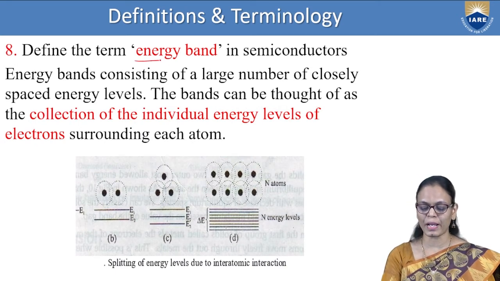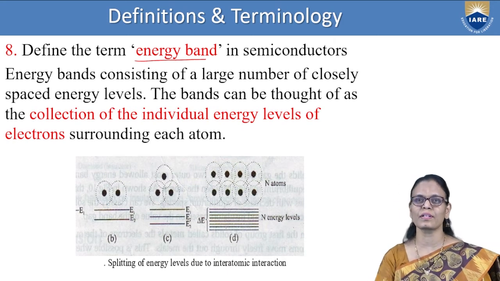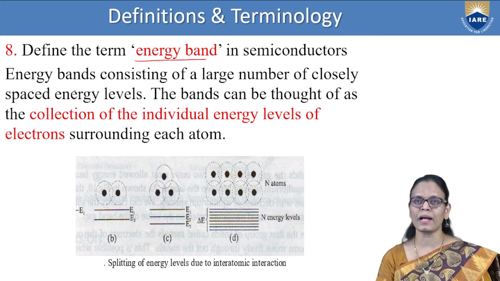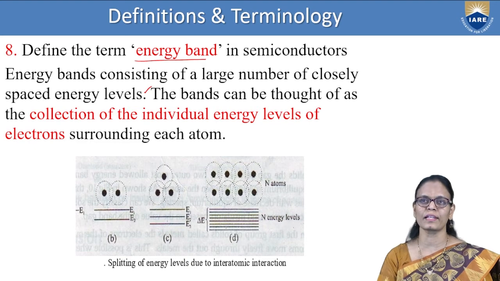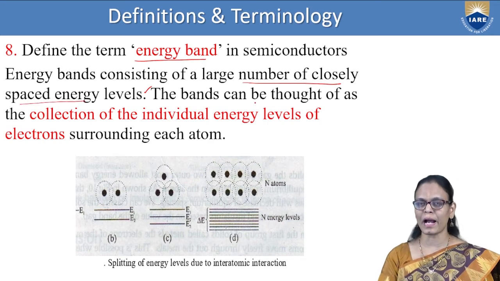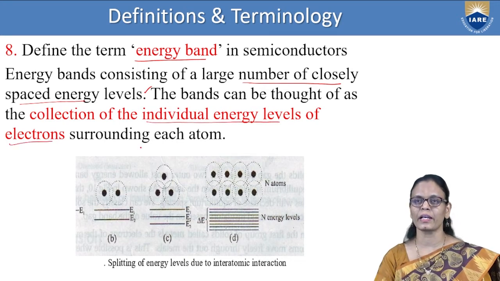Now define the term energy band in semiconductors. First of all, we will try to understand what an energy band is, then we will talk with respect to semiconductors. Energy bands consist of a large number of closely spaced energy levels. We have seen what an energy level is. If there are a number of closely spaced energy levels, then the bands can be thought of as the collection of individual energy levels of electrons surrounding an atom.